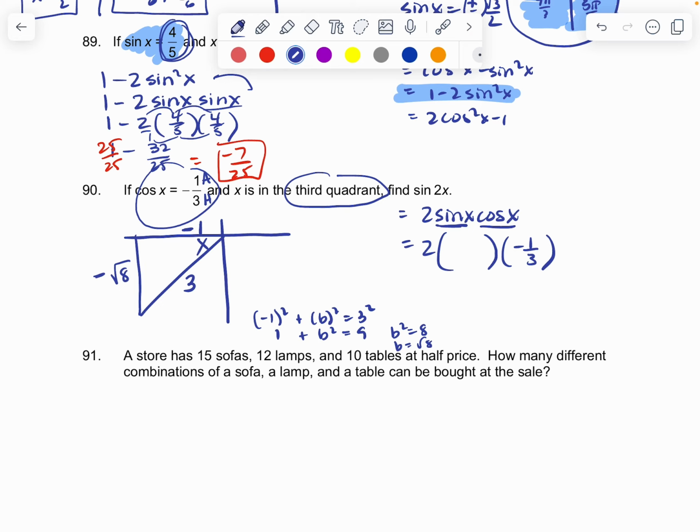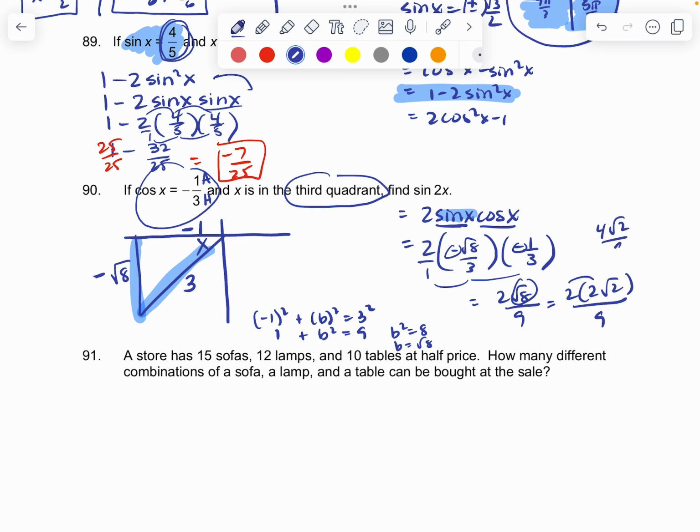So the question was, what is the sine of x? Well, sine is opposite over hypotenuse. So this would be negative radical 8 over 3. Now, multiplying all these across, a negative times a negative is a positive, so that would just be positive 2 rad 8 all over 1 times 3, which is just 9. Now, if you wanted to, you remember 8 is just 2 rad 2, right, all over 9. And then you can just go 2 times 2 is 4, so that's 4 rad 2 over 9.